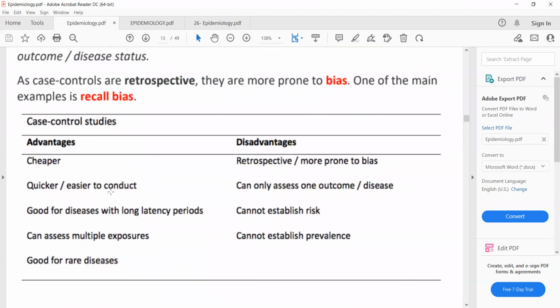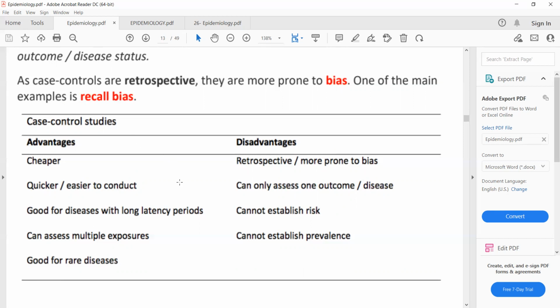Now, what are the advantages of case control studies? They are cheaper and quicker. It is good for diseases with long latency periods because we start with the outcomes. So we'll only select those patients who have already developed the disease, and then we'll ask them questions about their lifestyle or their risk exposure. They can assess multiple exposures, we discussed that as well. And it is good for rare diseases because we are only including patients who have the disease. For example, we will select 100 patients with a rare disease like cystic fibrosis. So it's good for rare diseases.